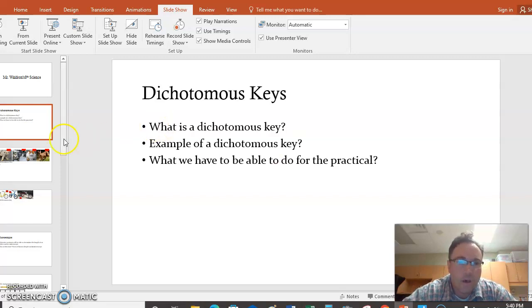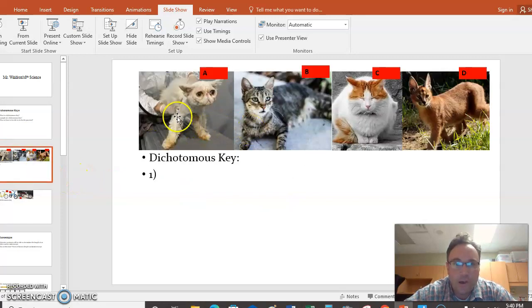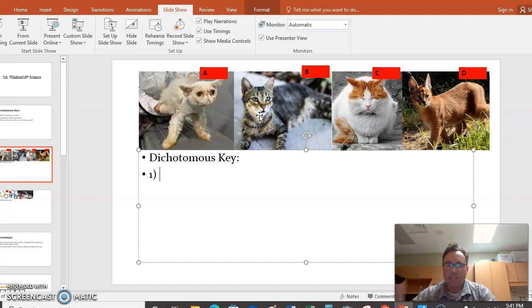For the practical, you guys will have to be able to write a dichotomous key. So we're going to write one together. A dichotomous key, remember, lets you determine what you're looking at. The basic idea behind a dichotomous key is you can separate organisms based on their features into different types.